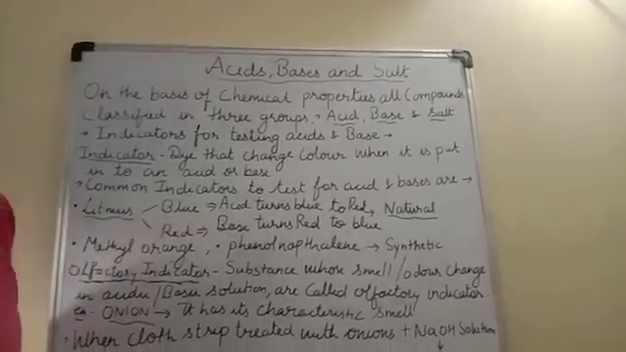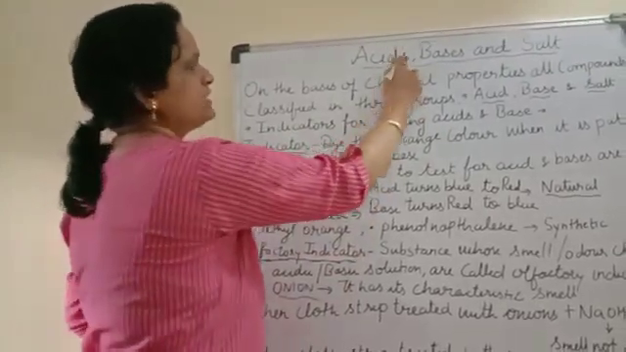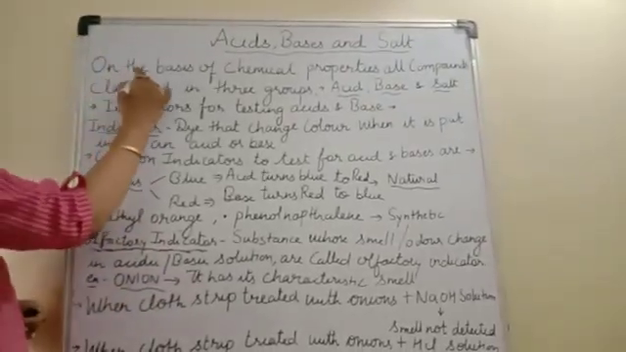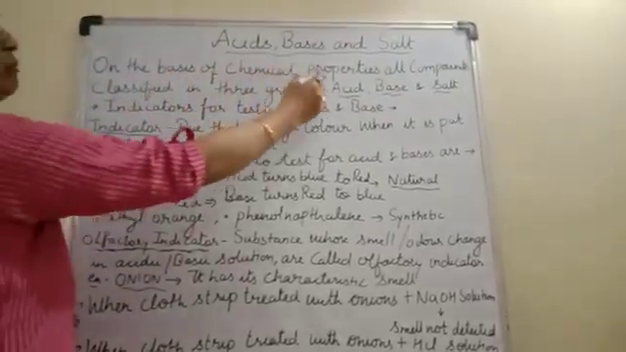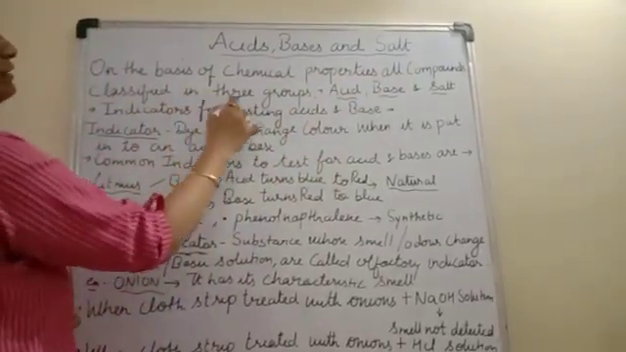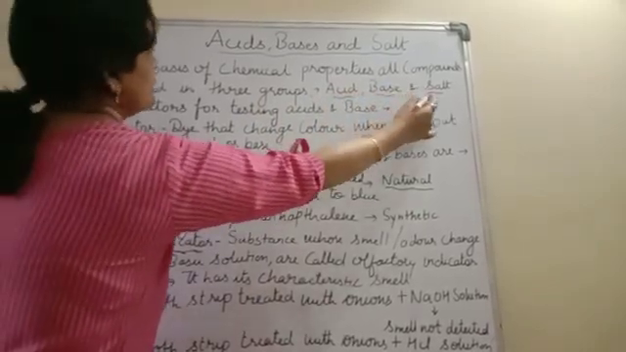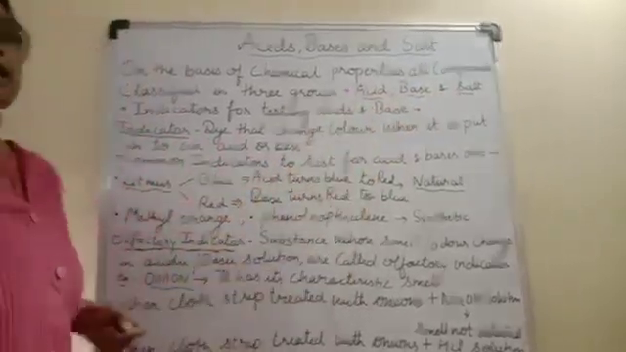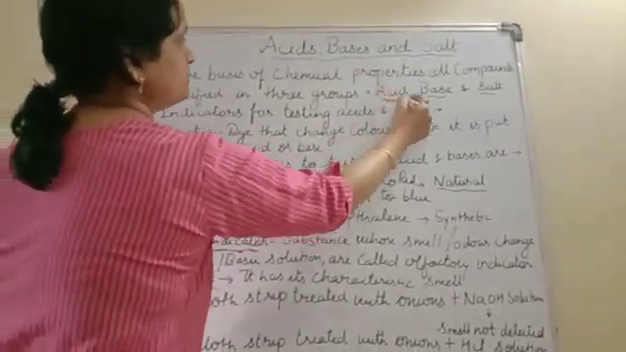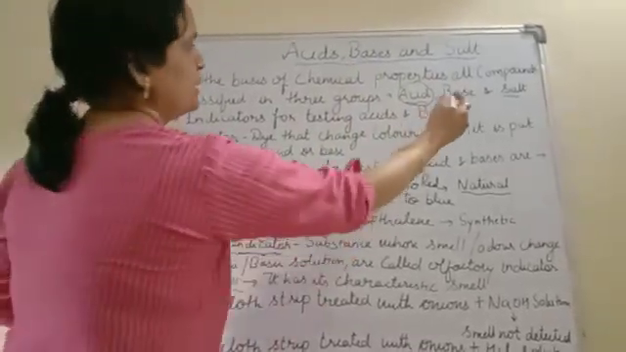Hello students, today I want to share a topic with you, chapter 2 of chemistry, that is acids, bases and salts. As you all know, on the basis of chemical properties, all compounds are classified into three groups, that are acid, base and salt.